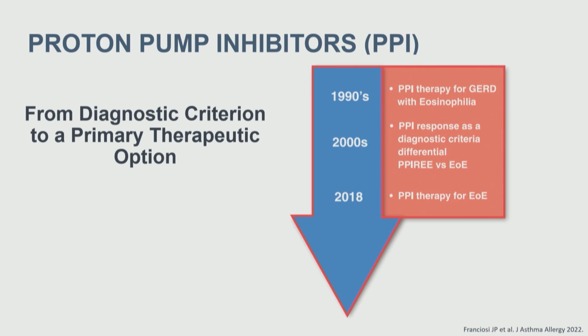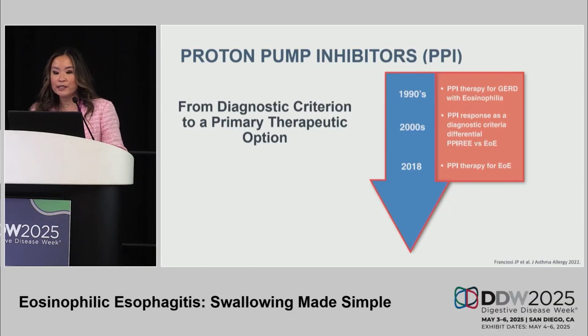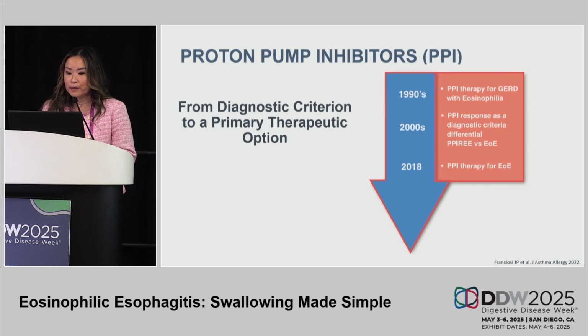We'll first talk about proton pump inhibitors. As you all may remember, in the initial consensus recommendations in 2007 by Dr. Furuta and colleagues, PPIs were used to try to first rule out reflux as a cause of esophageal eosinophilia. However, over time, we started understanding more and more about the role of proton pump inhibitors.